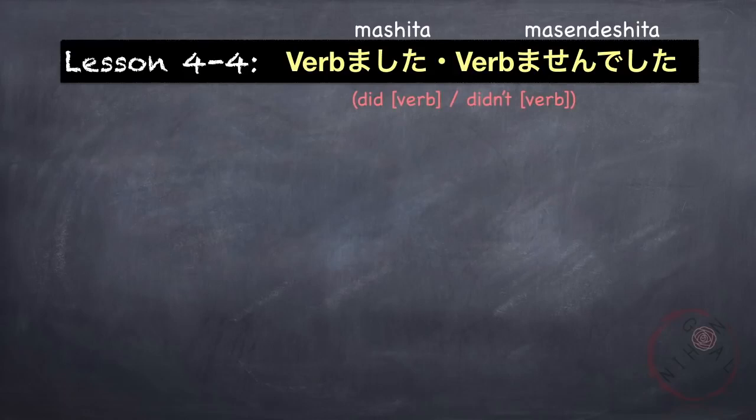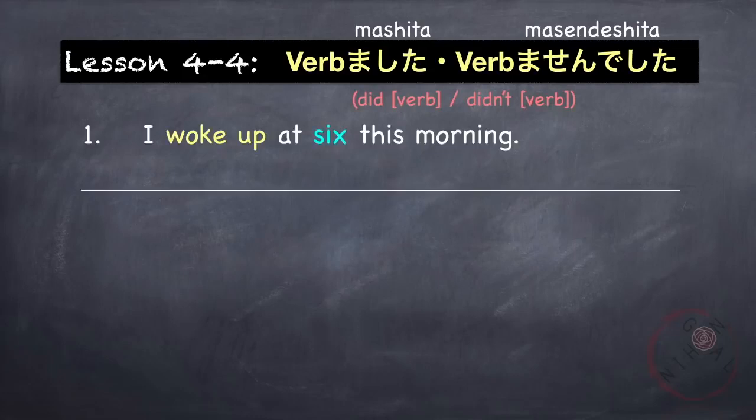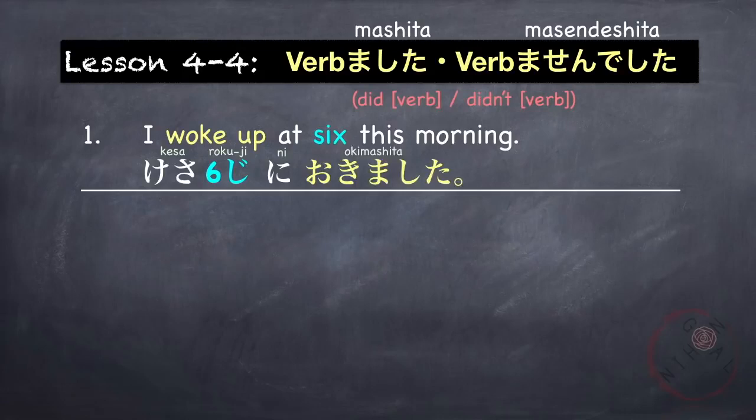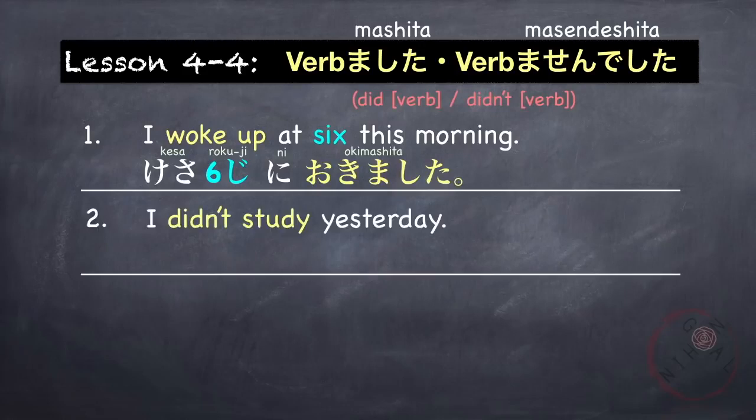So first, let's focus on verb mashita. I woke up at 6 this morning. This morning is kesa. Kesa 6時に, so 6 o'clock, at 6 o'clock, 起きました。今朝6時に起きました。Another example, I didn't study yesterday.